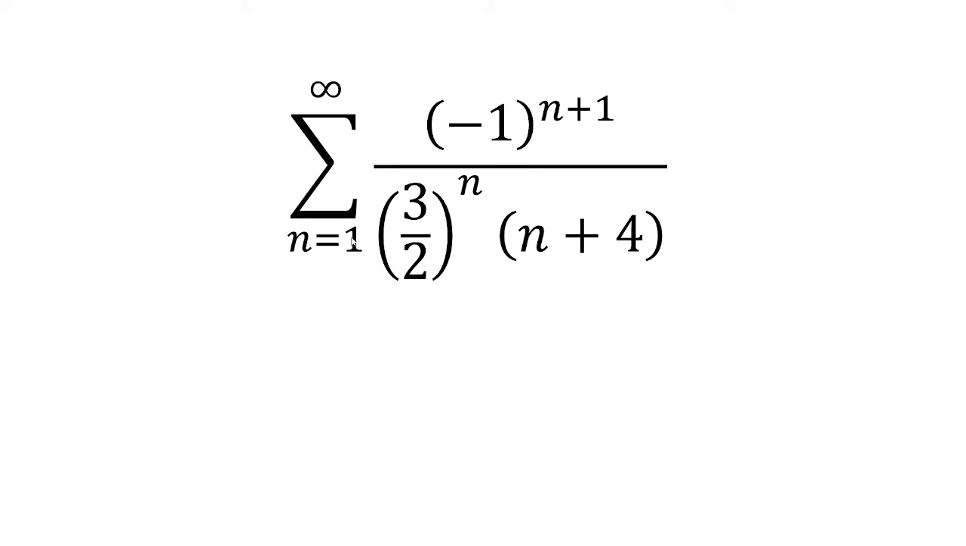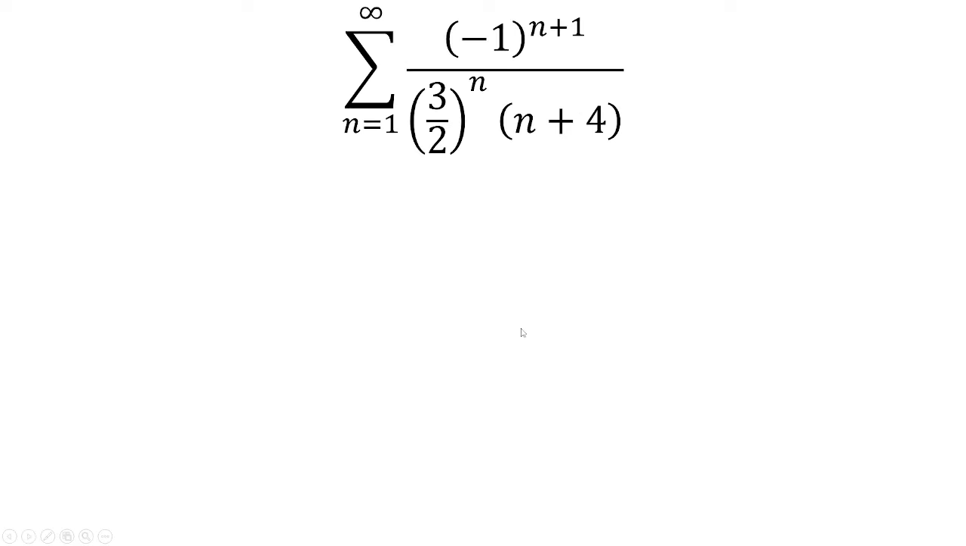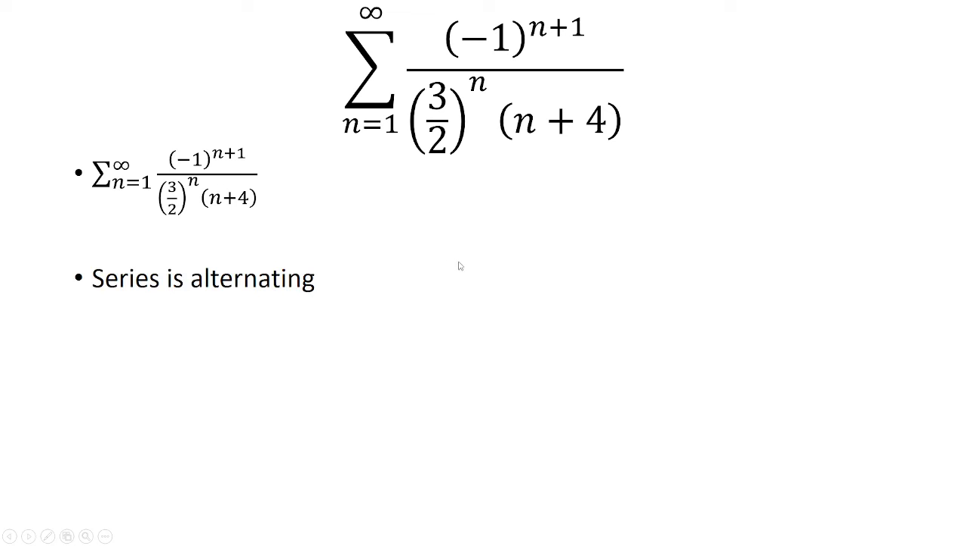In this video, we want to see whether this series is absolutely convergent or conditionally convergent. So first, let's look at just this series. We see that the series is alternating because we have a -1 raised to the n+1st term.